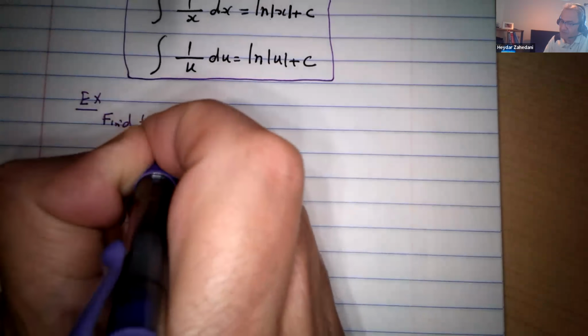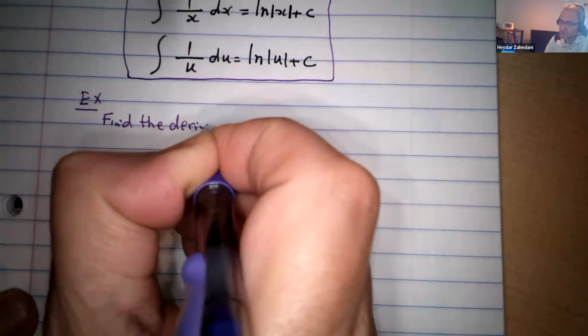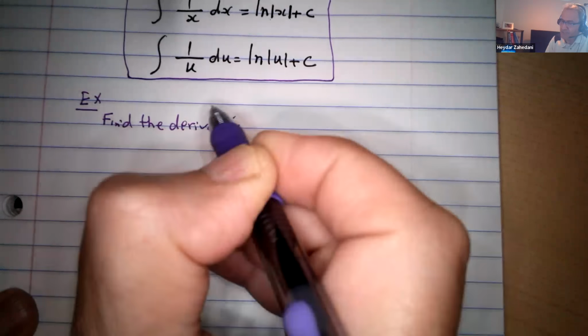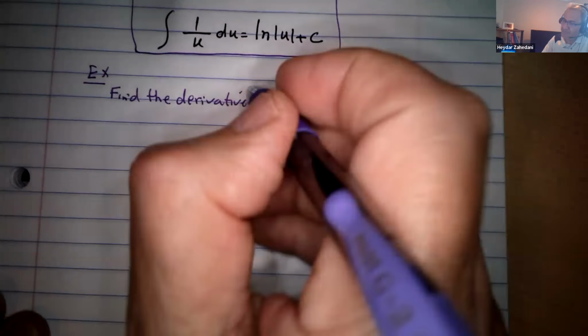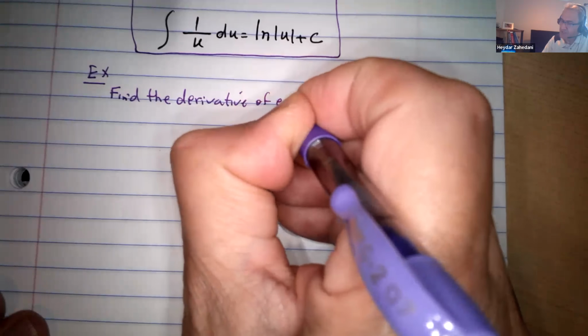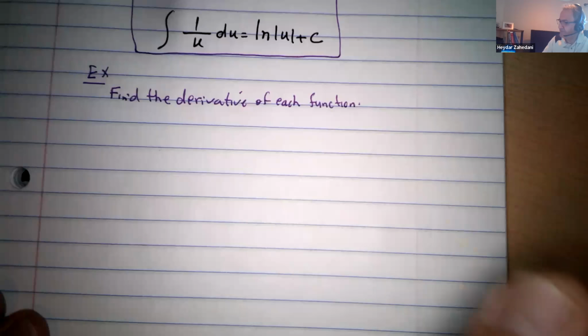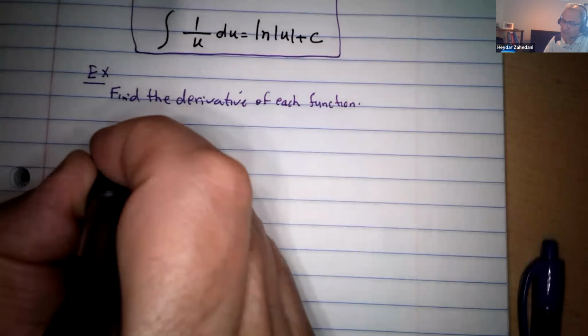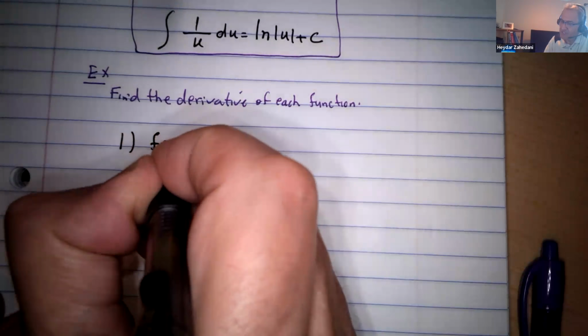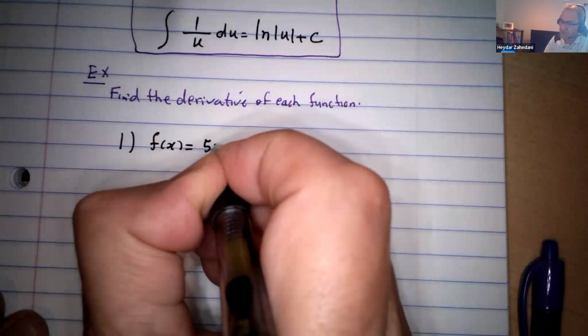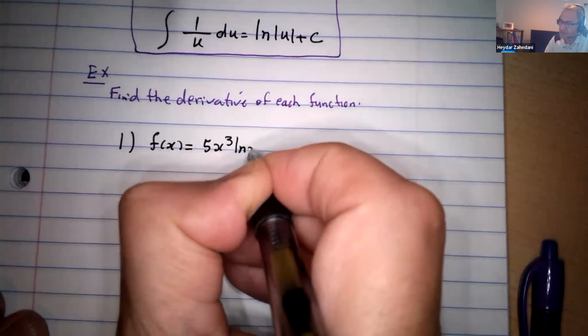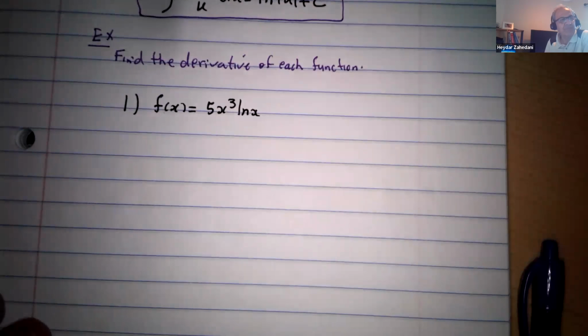Find the derivative of each function. Nothing complicated, just 2 formats. Derivative of each function. The formats are straightforward. These are the ones that we're going to be really interested in. So this is the one that's going to be used from time to time. The power of x times ln x is going to be a product of 2 functions.